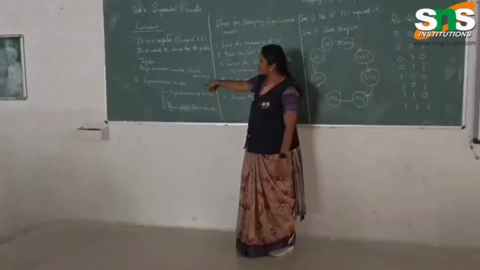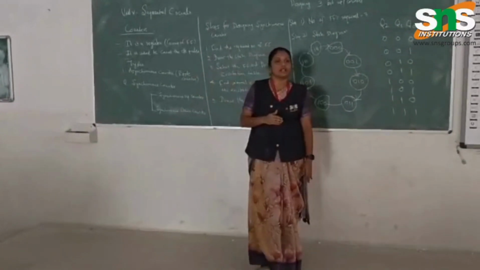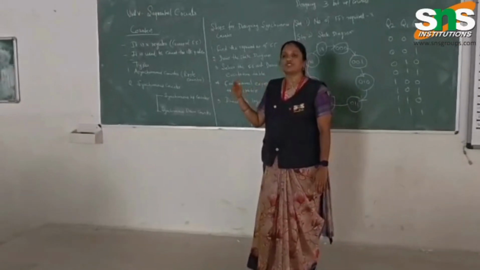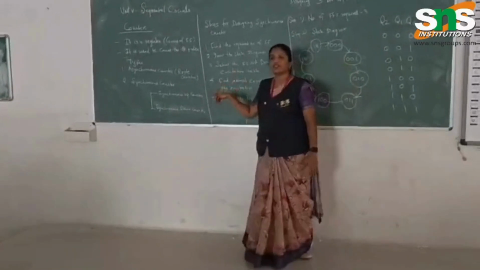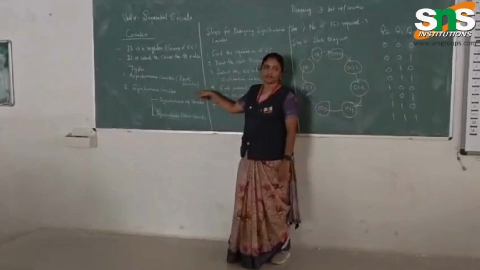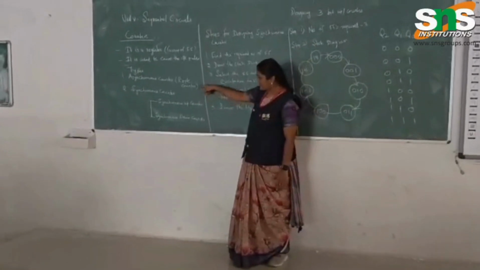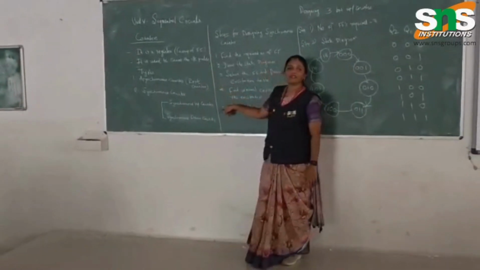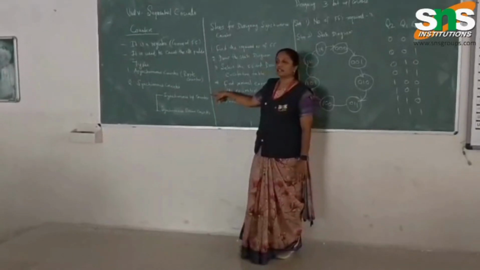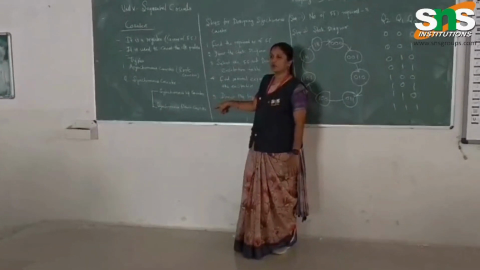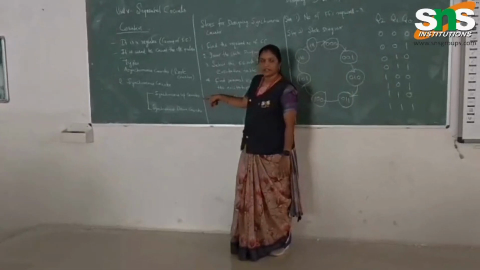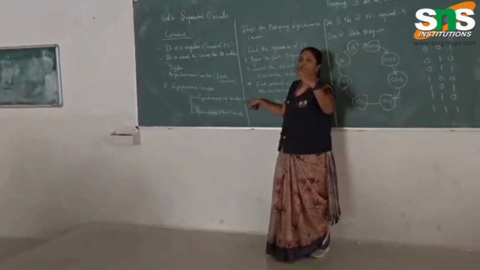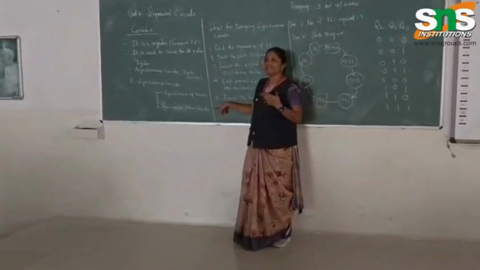Next, synchronous counter. In the synchronous counter, all the flip-flops are excited by the same clock pulse at the same time. So this is the difference between synchronous and asynchronous counters. In our syllabus, we have to study the synchronous counter. There are two types: synchronous up counter and synchronous down counter. An up counter counts in ascending order, that is 0, 1, 2, 3, 4, and a down counter counts in descending order.